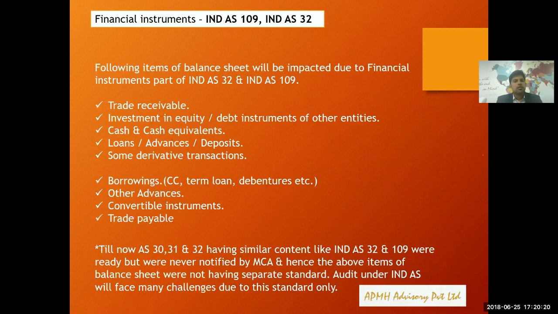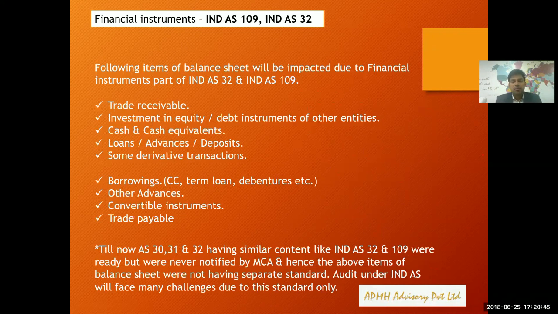As you can see on the screen, IND AS 32 and 109 generally speak about the list of these items, which are either financial assets or liabilities, that is trade receivables, investment in equity and debt securities, cash and cash equivalents, loans, advances, deposits, some derivative transactions, borrowings, other advances, convertible instruments, and trade payables.